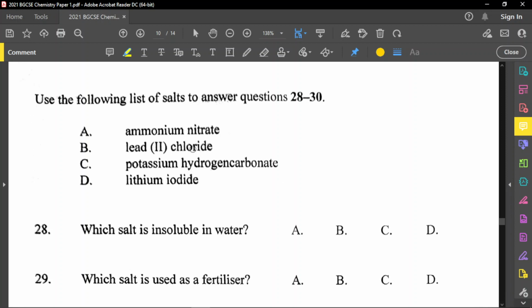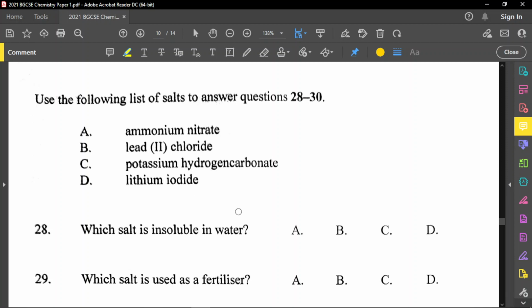All right, so use the following list of salts to answer questions 28 to 30. I'm going to try to speed up a little bit more now. So you have ammonium nitrate, lead(II) chloride, potassium hydrogen carbonate, and lithium iodide. They ask which salt is insoluble in water, and the salt that is insoluble in water right off the bat is lead(II) chloride.